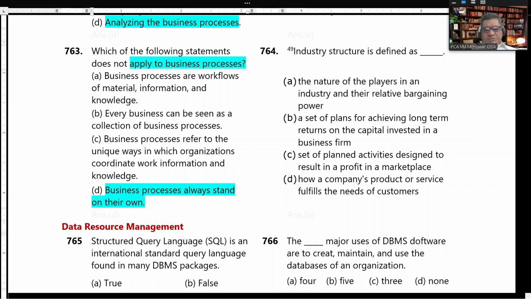এটা বলছে যে বিজনেস প্রসেস সবসময় তার নিজের মতো চলে বা নিজের মতো থাকে, এটার সাথে যায় না। তো হিয়ার আনসার ইজ ডি। So which of the following statement does not apply to business process? So business process always stand on their own does not apply to the business process.